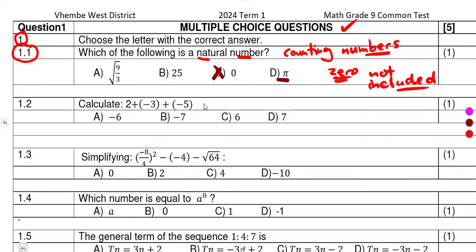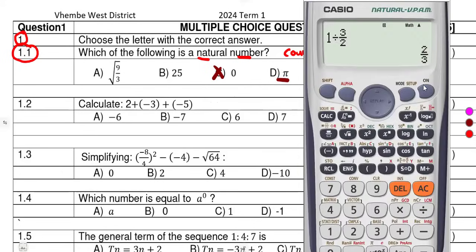Guys, pi is not even a counting number. This one is a decimal. We've got a calculator, so you can just use your calculator to evaluate that. You press shift, then this, and we've got pi. That's equal to, as you can see, a decimal, 3 point something. That's not a counting number.